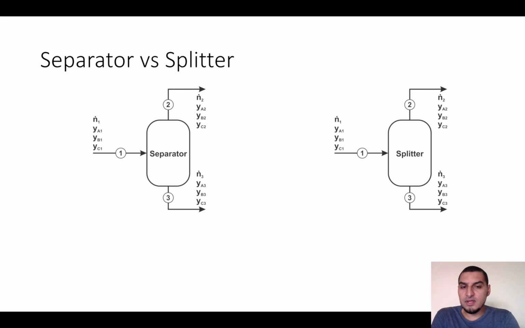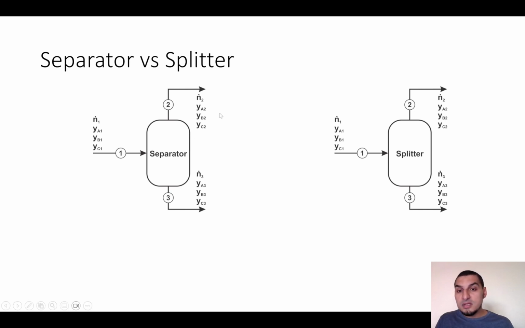And this difference is very, very important, and it has a very big impact on how we can do the calculations for both, which is a consequence of the function of each of them. So the separator is a unit that we discussed more than once before, and we said that a separator is a unit that is used to separate the components. So we have A, B, and C, so we can produce two streams by using this separator, which can be a flash drum, can be a distillation column, can be any other separation unit.